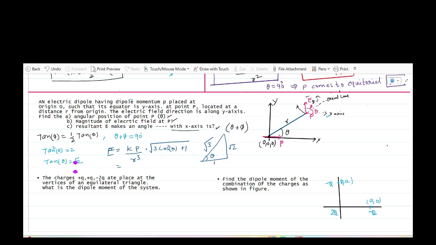So that implies Kp by R cube into root 2 will come, that is equal to P by 2 root 2 pi epsilon naught R cube. So direction and theta angle and total angle with x-axis, resultant field calculated. This is the right answer and everything is calculated. Now see another problem.